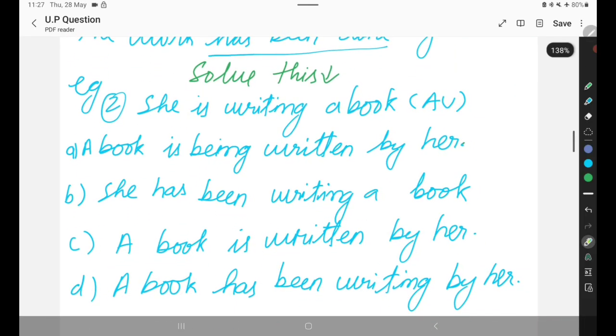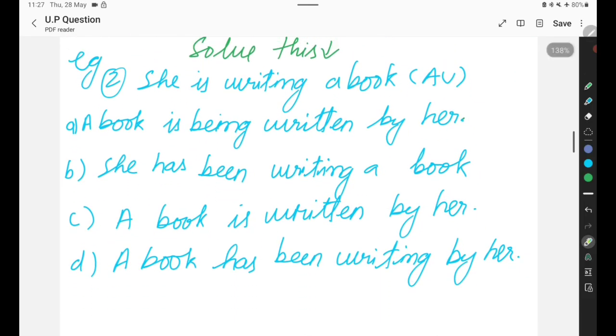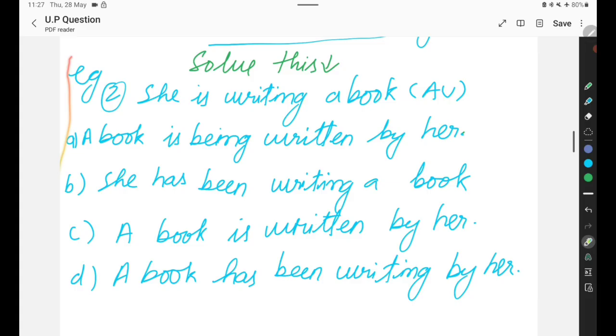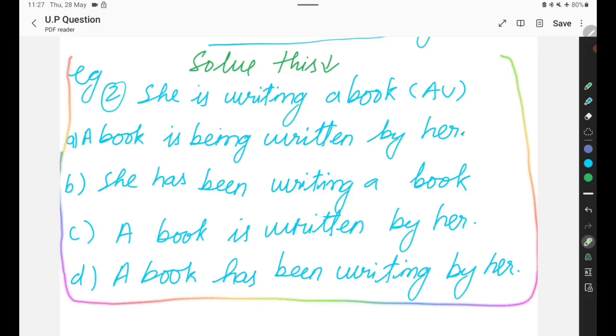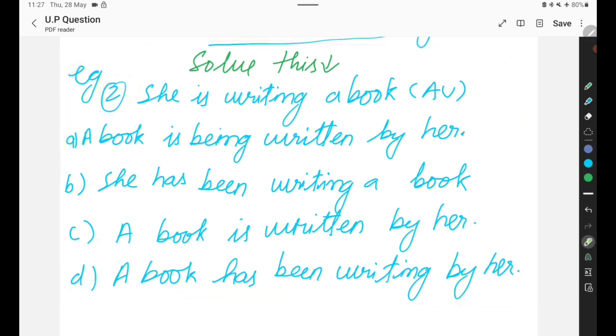And for example, you can solve this question. Okay, this one I've been leaving for you so that you can solve it. You'll get a rough idea how to solve this type of question. Solve this one and comment your answer. Like you can write active voice, passive voice, question number 2, option A, B, C, or D. Whether it is correct or not, you can check it by yourself, okay? Do it by yourself, this one.